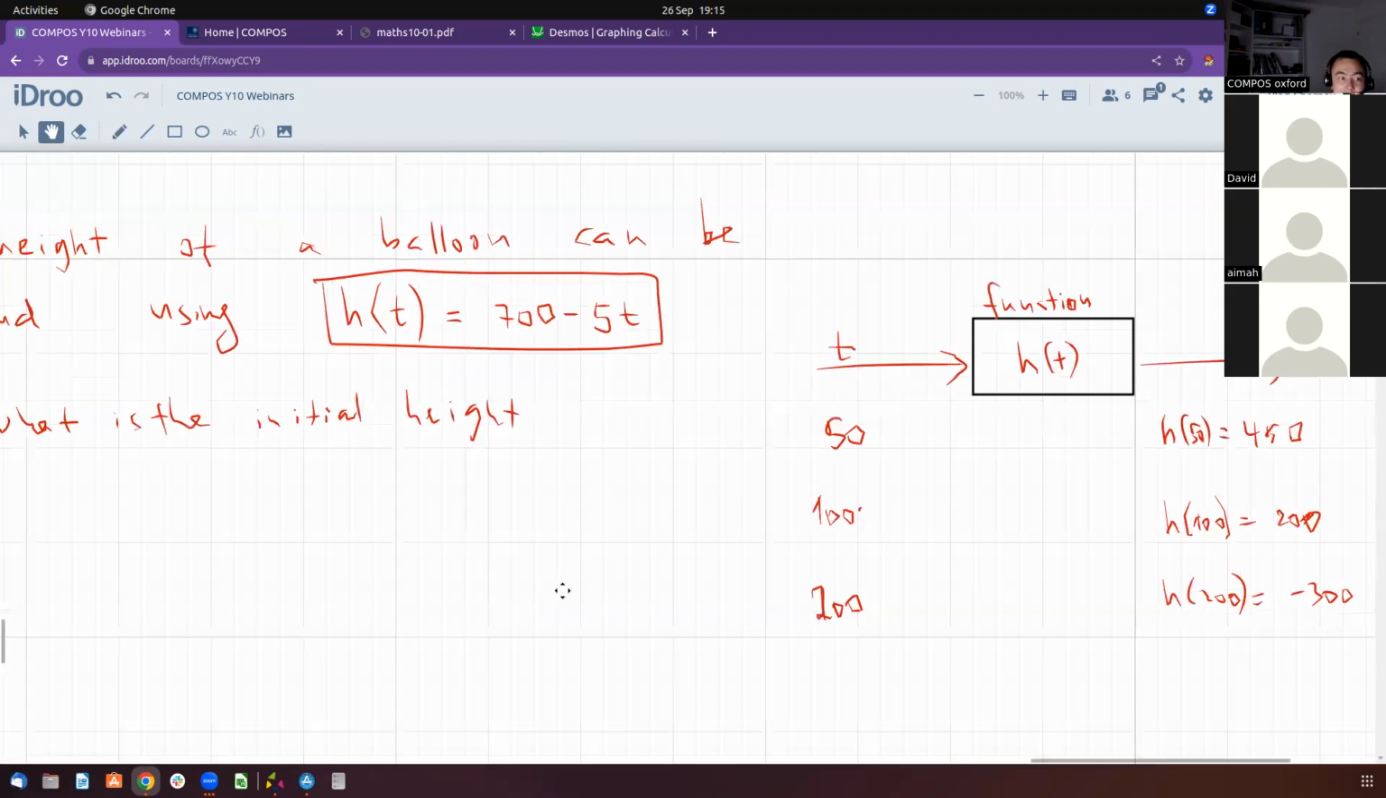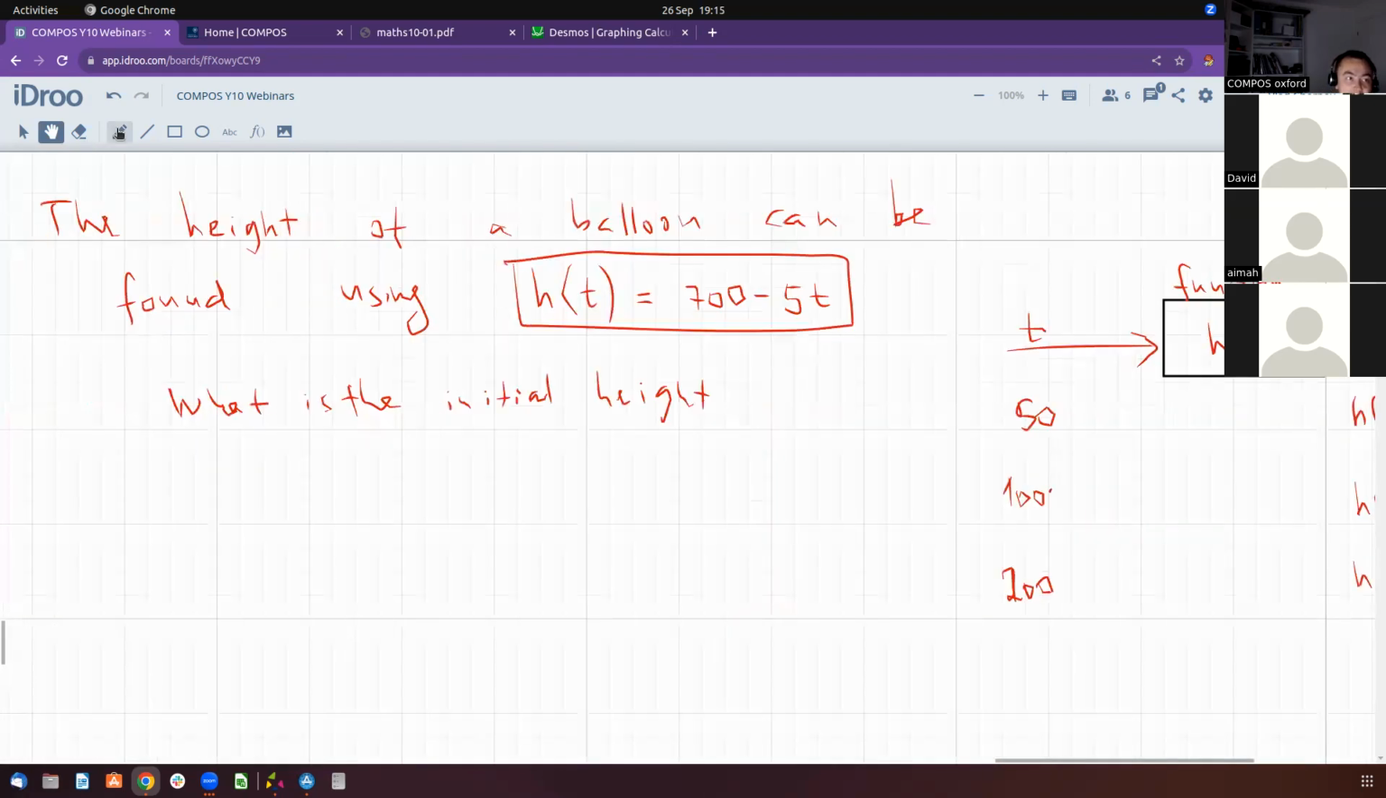So it is a function. It tells you what is the initial height. Well, initial means when t is 0. So we need h of 0, which gives us 700 minus 0, so 700 meters. That's the initial height of the balloon.